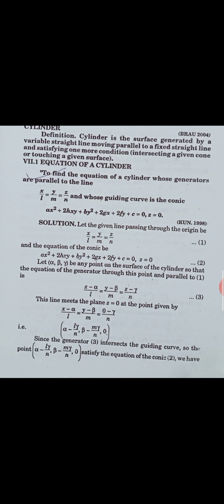Since the generator third intersects the guiding curve, the point (α − lγ/n, β − mγ/n, 0) satisfies the equation of the conic second. We have a(α − lγ/n)² + 2h(α − lγ/n)(β − mγ/n) + b(β − mγ/n)² + 2g(α − lγ/n) + 2f(β − mγ/n) + c = 0.